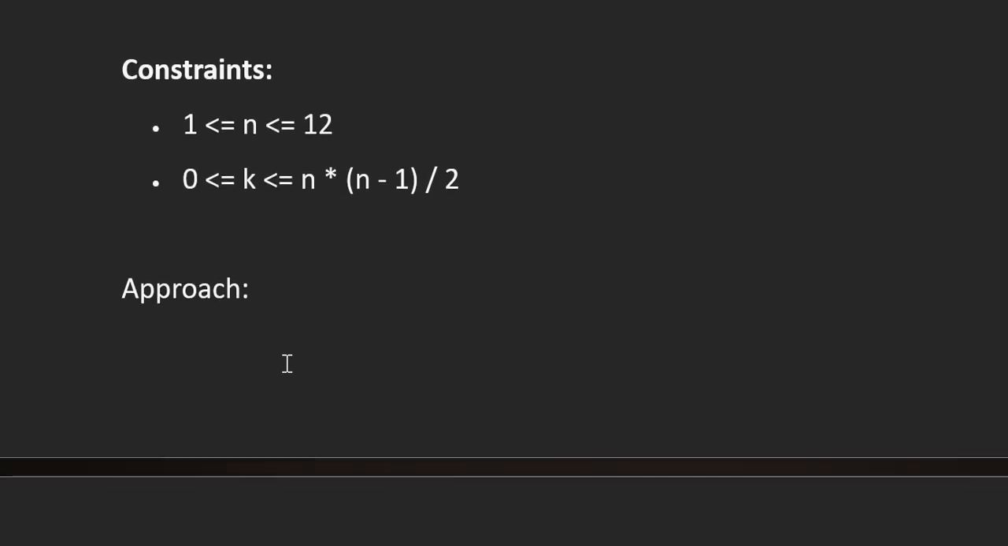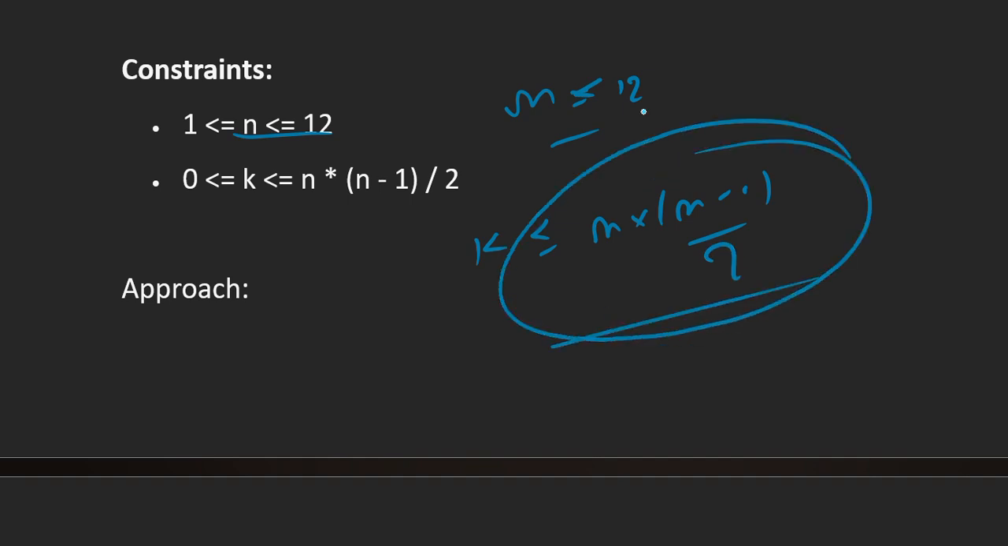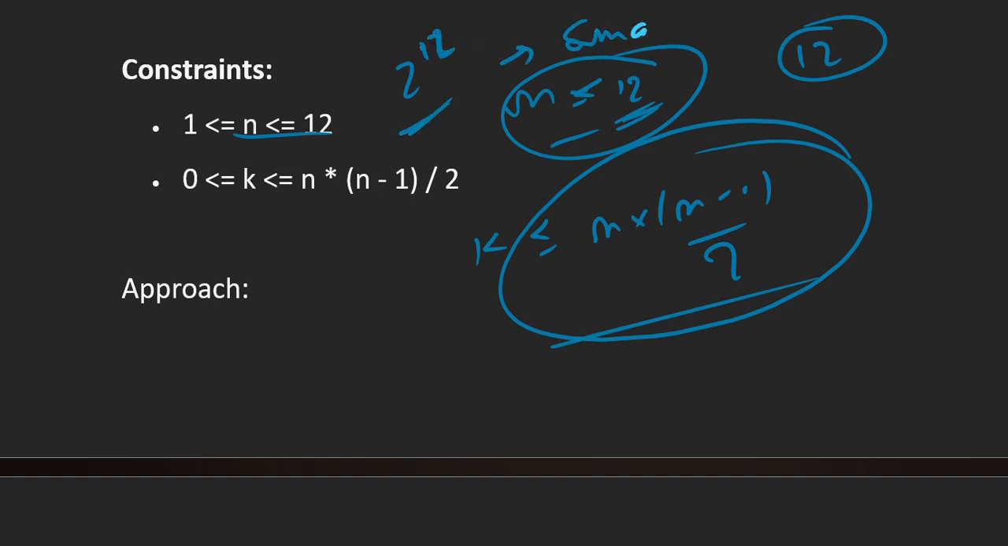So let's see the constraints. Here n is less than or equal to 12, right? And k is less than or equal to n times n minus 1 by 2, right? So we can see here that the length of the string can only be 12. So what are the total possible strings of length 12? That is 2 to the power 12, right? Which is small, right? So we can solve this problem using recursion or by trying out all the possible strings, right?